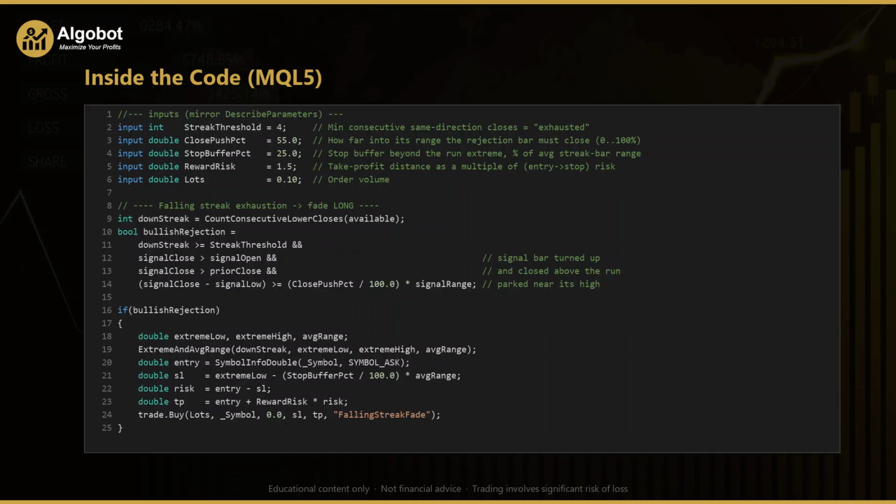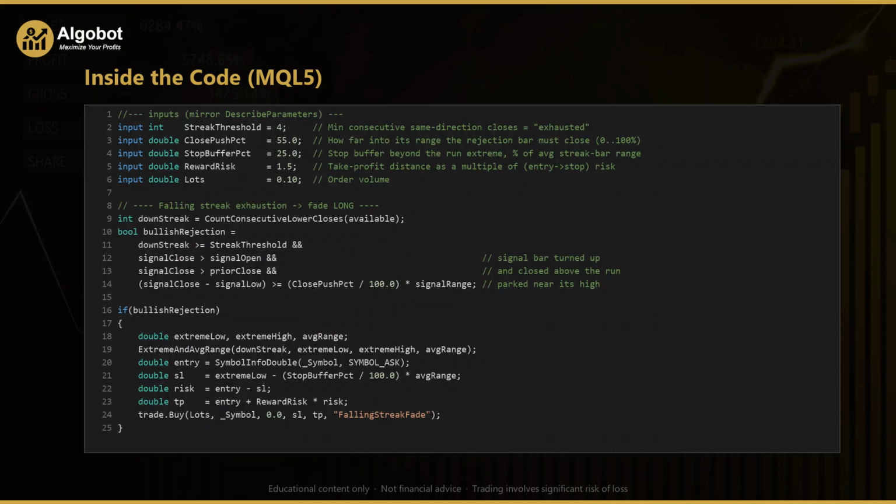ClosePush, at 55, is the percentage of its own range the rejection bar must close into to prove the turn. A higher value demands a more convincing rejection. StopBuffer, at 25, sets how far beyond the run's extreme the stop sits, as a percentage of the average bar range. RewardRisk, at 1.5, is the take-profit distance as a multiple of the risk, and Lots is simply the order size. Now the signal logic.